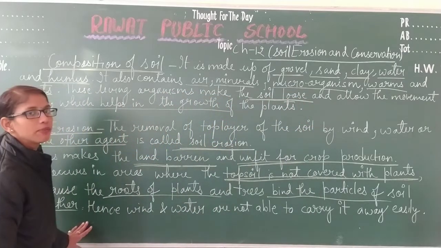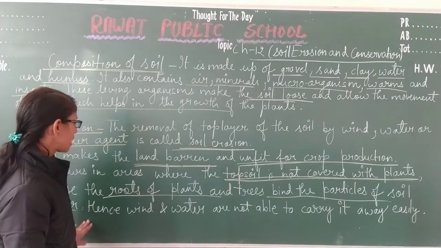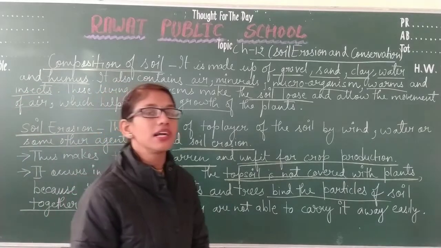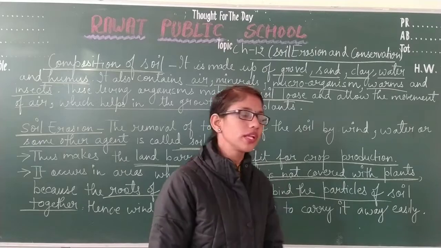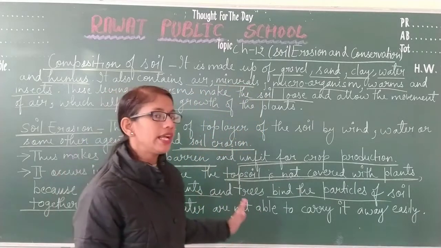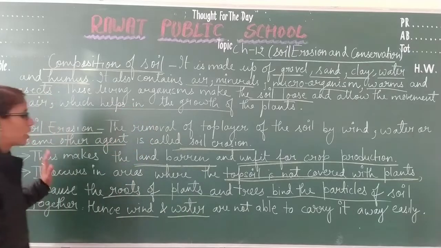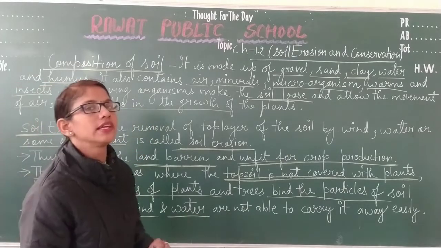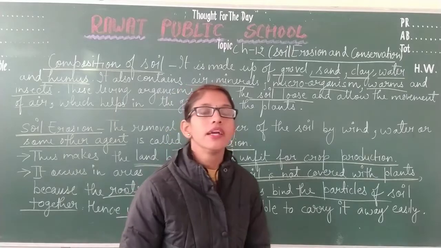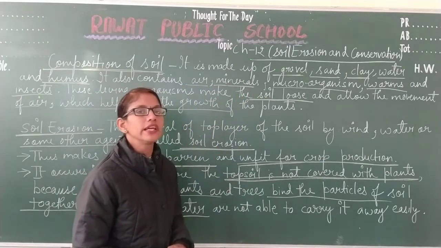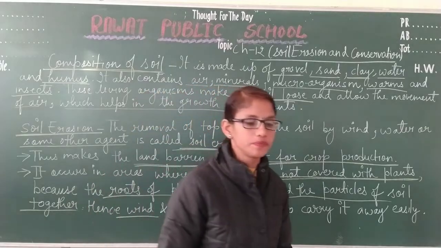And hence, what will be the result of soil erosion? If plants are grown on that particular area, then wind and water, which are the causes of soil erosion, are not able to carry the soil particles away easily. Next, students, we will discuss the different agents of soil erosion.